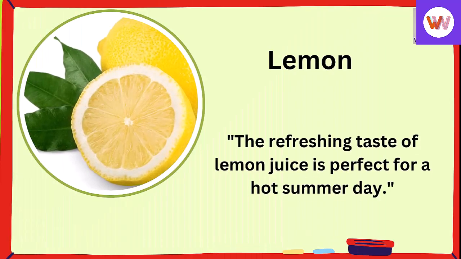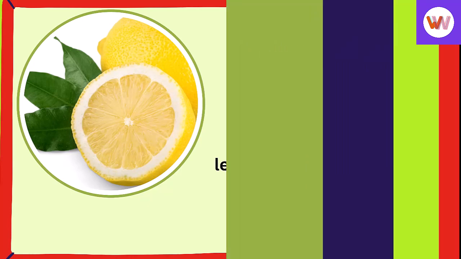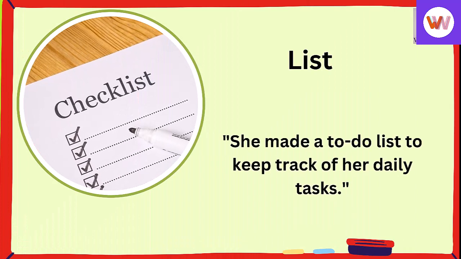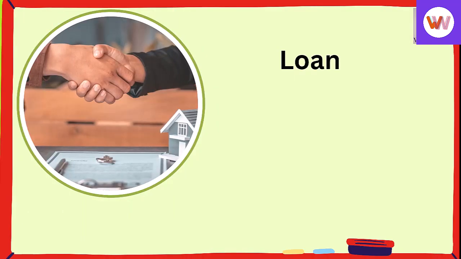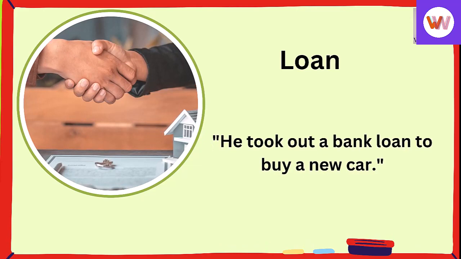Lemon. The refreshing taste of lemon juice is perfect for a hot summer day. List. She made a to-do list to keep track of her daily tasks. Loan. He took out a bank loan to buy a new car.